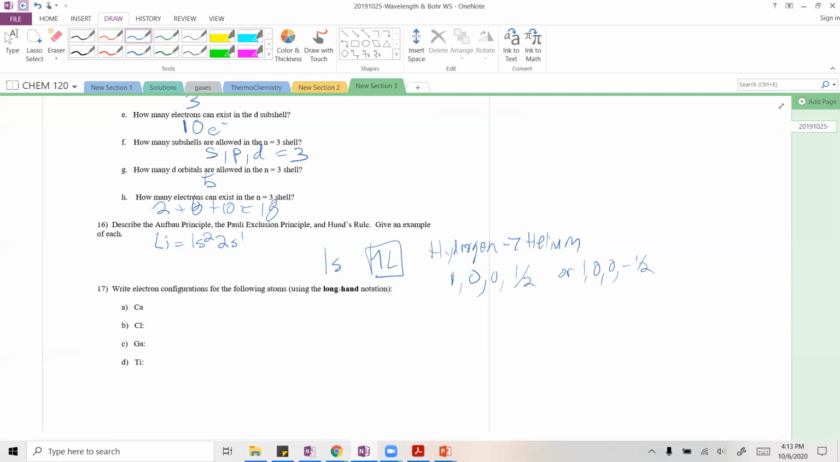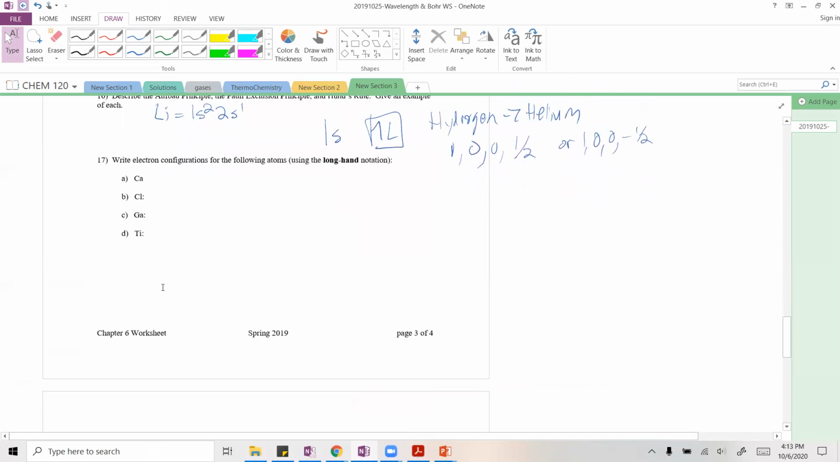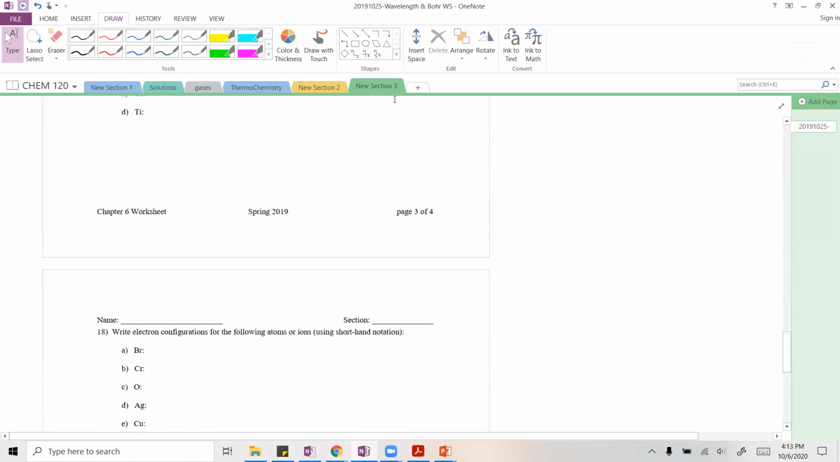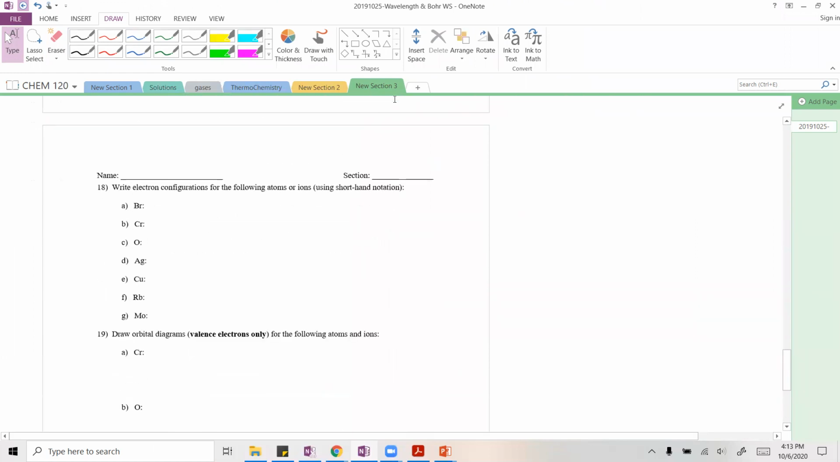Hund's rule is the idea that each electron will fill an empty orbital first before they start doubling up. If we look at the 2p orbitals, which has 3 options, instead of partnering them up, what we really have is 3 half-filled orbitals. And that's what we're looking for. And then this last part is to go ahead and write our electron configurations for the following atoms. We're going to use the longhand for this one, and then we're going to use the shorthand on the next ones.